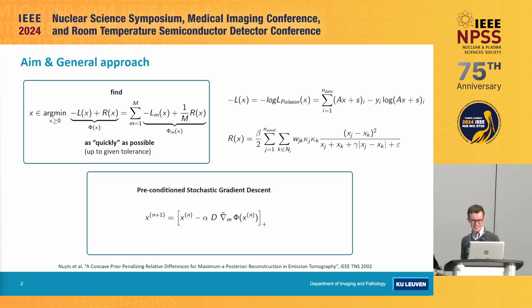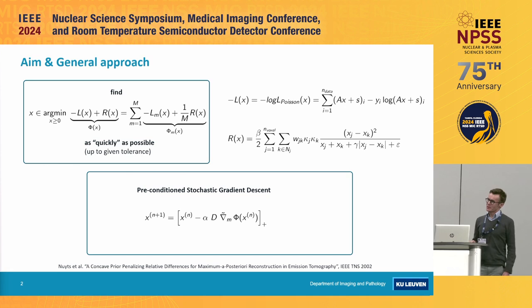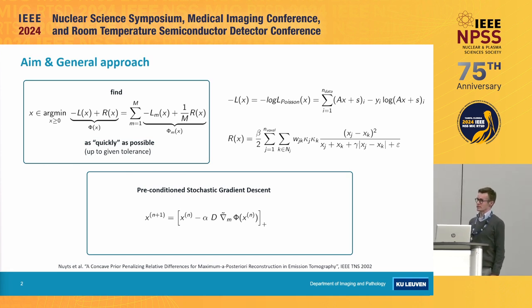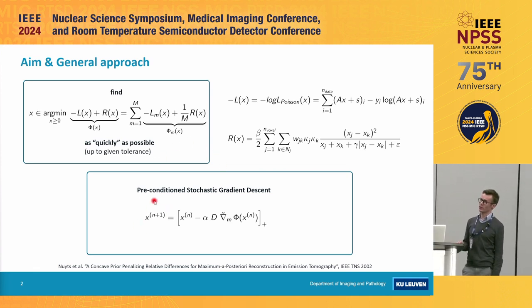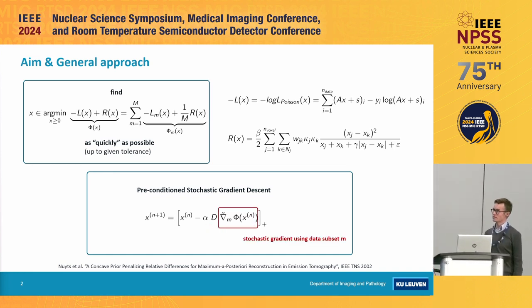Anyway, so the general approach that our team submitted in the end is preconditioned stochastic gradient descent, right? So our update looks like this. We calculate our new solution based on our current solution minus the stochastic gradient of our objective function evaluated at the current solution, times the diagonal preconditioner, times the scalar step size, right? So basically we have to understand the three terms.